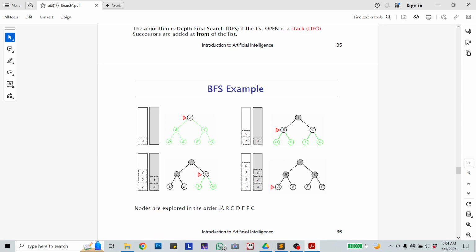So when you are stating it, you say A first, followed by B and C, then followed by D, E, F, G. So it goes in a sequential order, in other words, what we call the level order. That is the breadth first search.